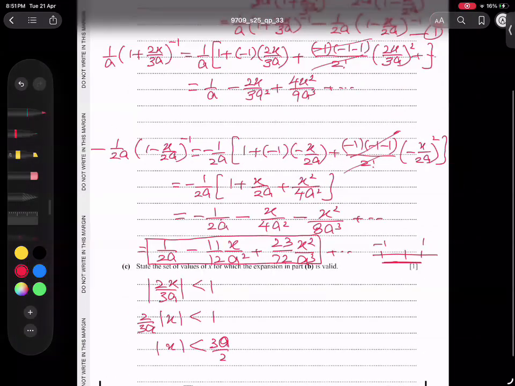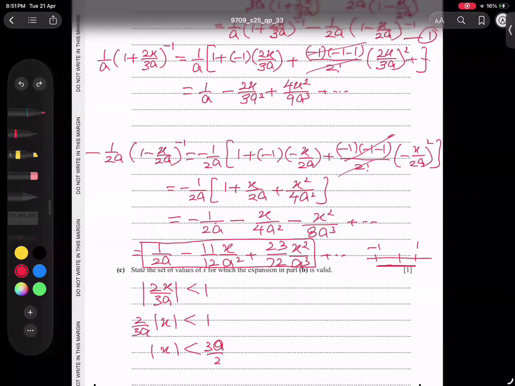Second one, I took from here. There's another one I take now. So I'm taking x by 2a modulus less than 1. So this goes outside, 1 over 2a. This multiplies, this is 2a.